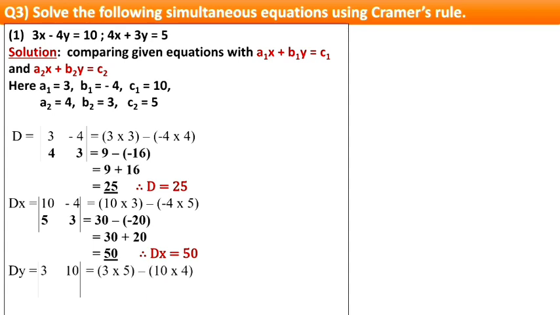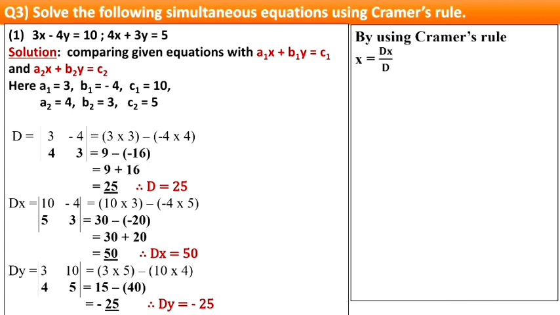Next, Dy. What will we take here? a1, a2, c1, c2. a1, a2 is 3, 4 and c1, c2 is 10, 5. So 3 into 5 minus 10 into 4. 3 5 is 15 minus 10 4 is 40. So 40 minus 15, we get minus 25. So D value is 25, Dx value is 50 and Dy value is minus 25. Now we will use Cramer's rule.